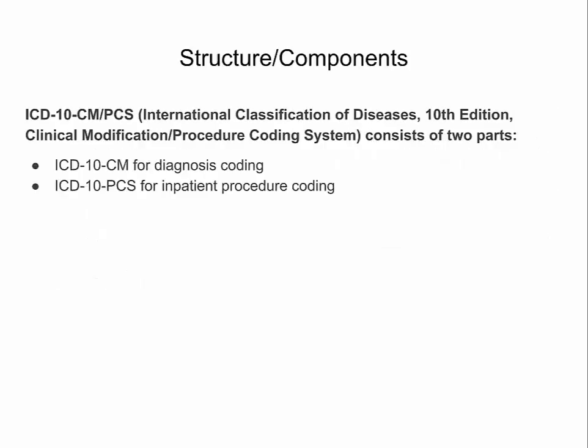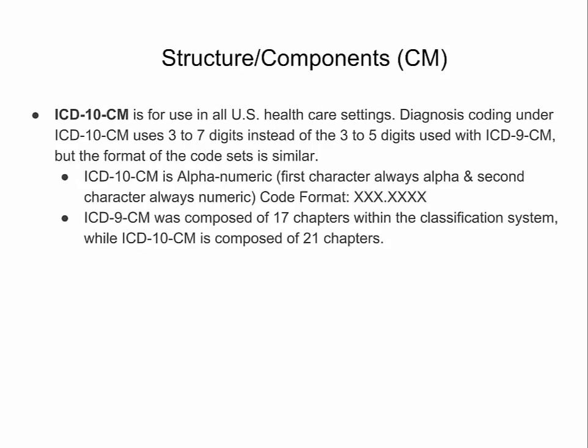ICD-10 CM/PCS, the International Classification of Diseases 10th edition clinical modification or procedure coding system, consists of 2 parts: ICD-10 CM for diagnosis coding and ICD-10 PCS for inpatient procedure coding. ICD-10 CM is for use in all U.S. healthcare settings. Diagnosis coding under ICD-10 CM uses 3 to 7 digits instead of the 3 to 5 digits used with ICD-9 CM, but the format of the code sets is similar.